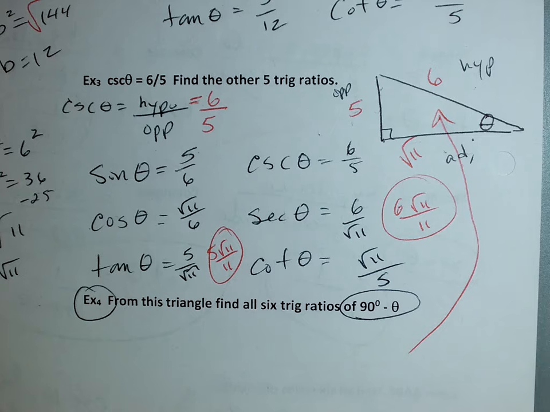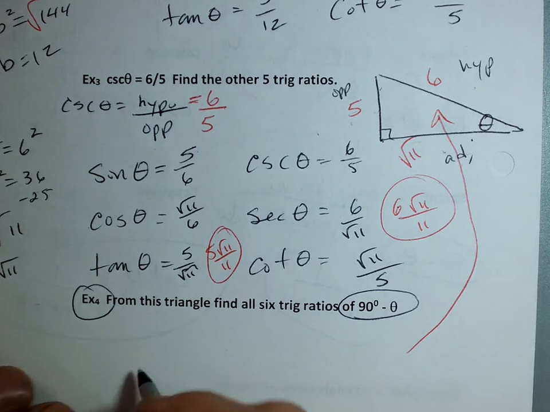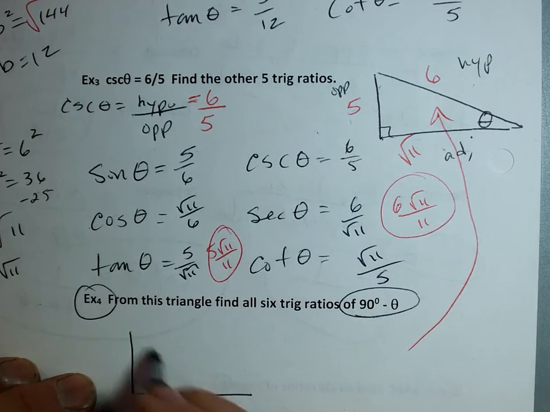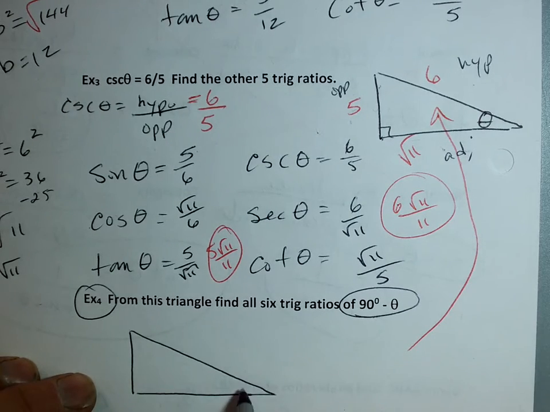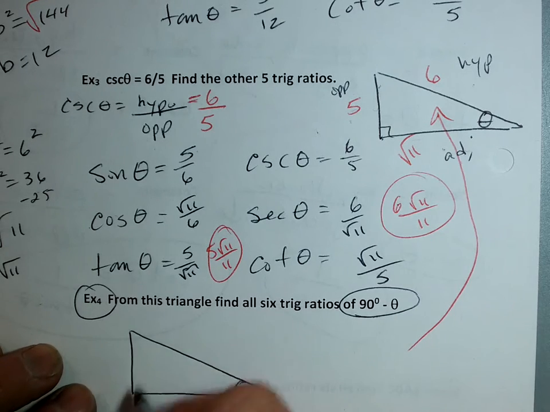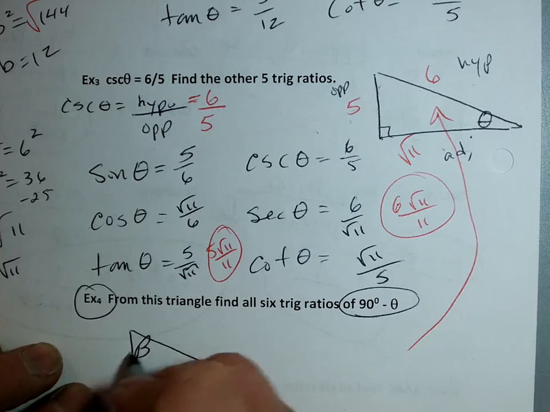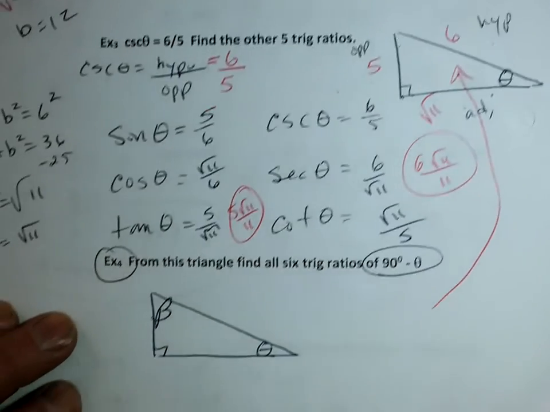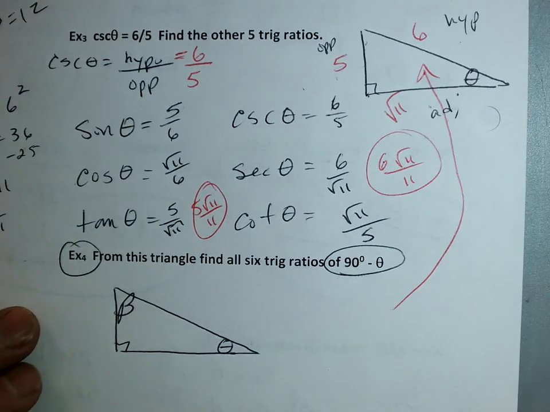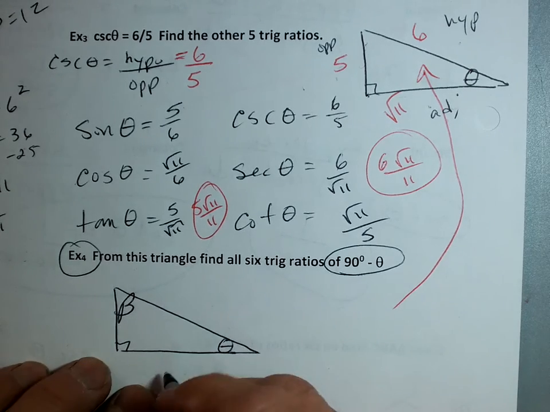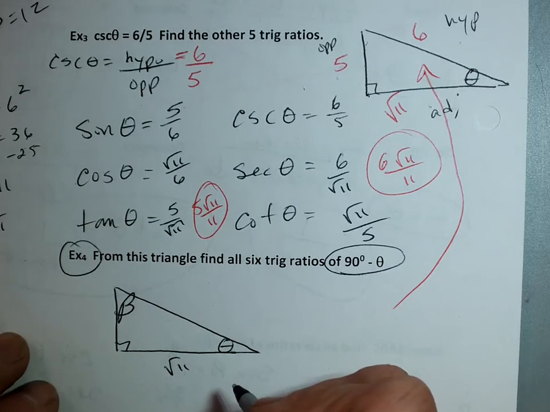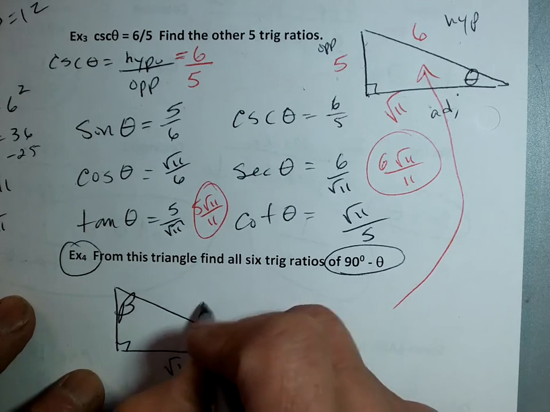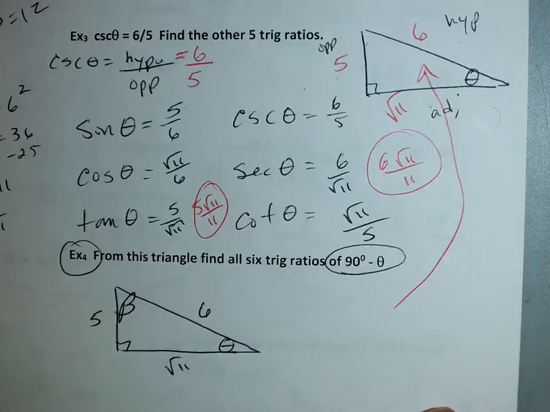Here you go. Thanks. So let's take a look. Let's redraw this triangle real quickly. And if this is theta, ooh, let's have a new symbol. How about this symbol? Beta. So this was the square root of 11. This was the 6, and this is the 5, right?